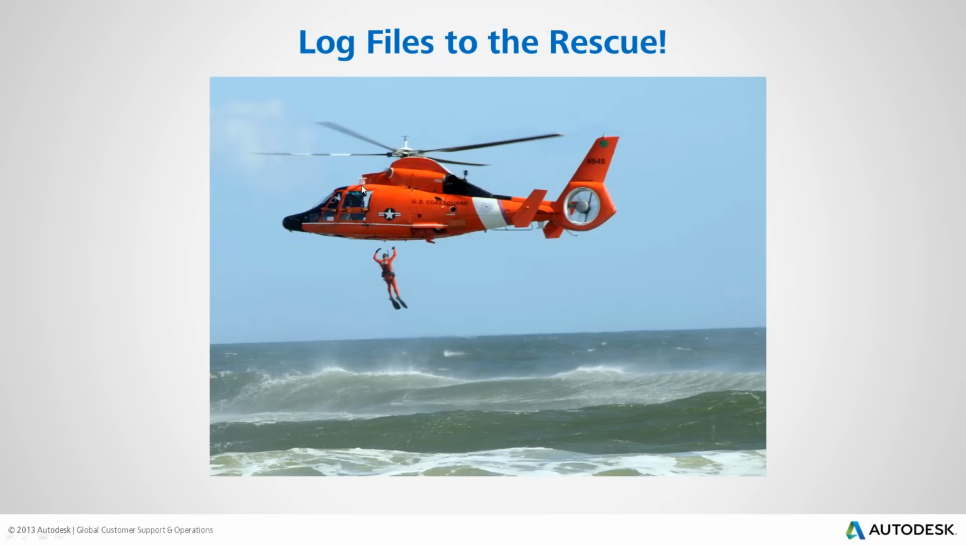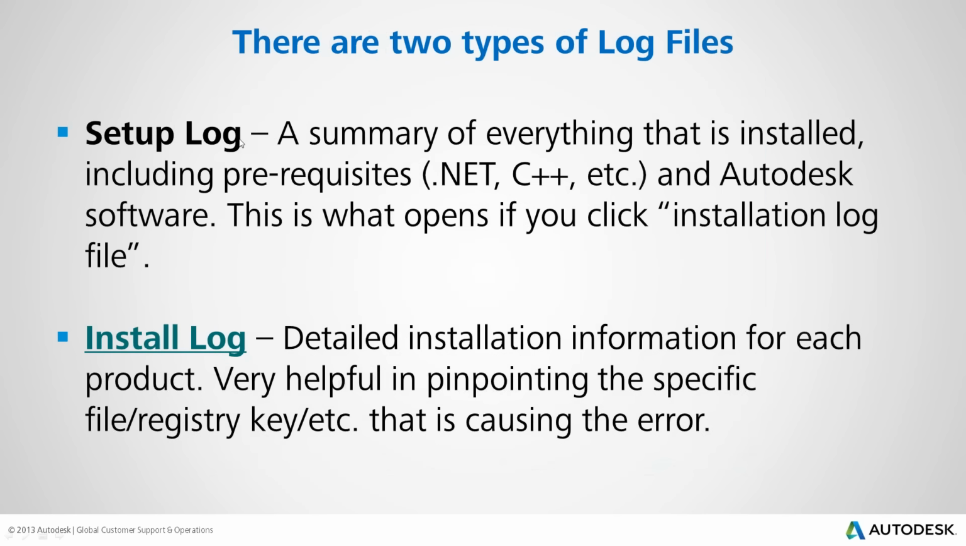And this is where the log files come to the rescue. So we have a setup log and we have an install log. A setup log, just like it says here, is a summary of everything that I was installing. Hey, I was installing Revit 2015 and it failed. Great, thank you, setup log. Why did it fail? Well, you need to look at the install log. The install log gives you detailed information of each product and why it failed. Oh, I failed because Visual C++ 2012 wasn't there and I was not able to install it.